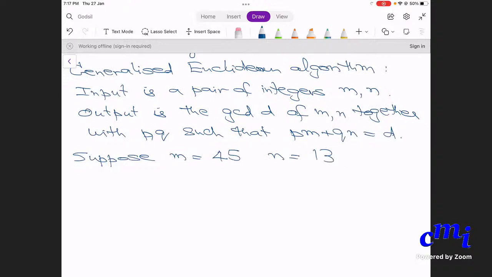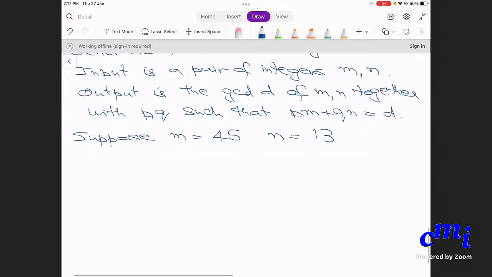Okay, 45 and 13, these are certainly co-prime. They don't have any common factors, so their GCD is 1. What we would like to do is write 1 as a combination of 45 and 13. P times 45 plus Q times 13 must be 1. We want to find P and Q. This is what we want to do.